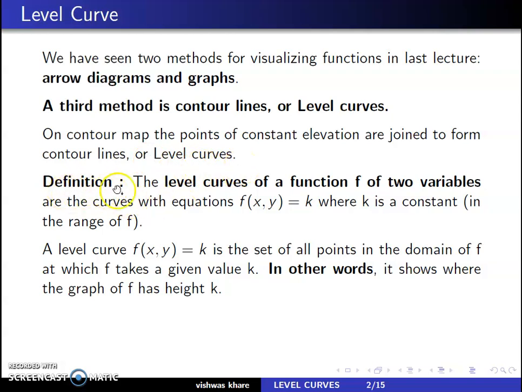Now let us see the precise definition. The level curves of a function f of two variables are the curves with equation f(x,y) = k, where k is a constant in the range of f. A level curve f(x,y) = k is the set of all points in the domain of f at which f takes a given value k. In other words, it shows where the graph of f has height k.